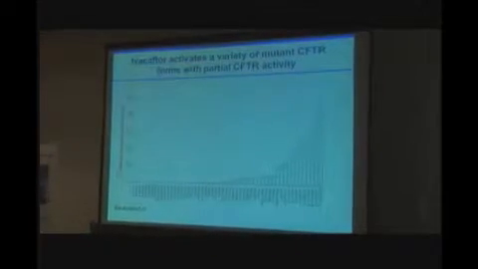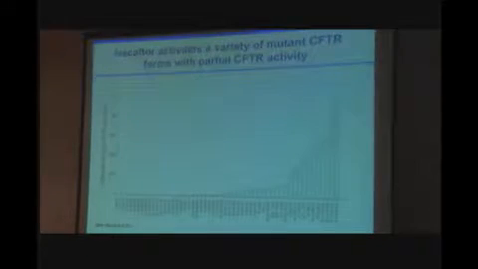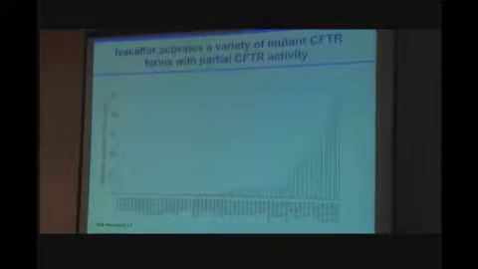But again, the basis of this is that many of the mutations on the right side of the screen have partial activity, shown by the bar graph. You can see the mutations are listed on the bottom, and the CFTR function is listed on the y-axis, and the ones on the right are the mutations that have partial activity to begin with. Those patients generally have a more mild form of CF, although that rule isn't absolute.